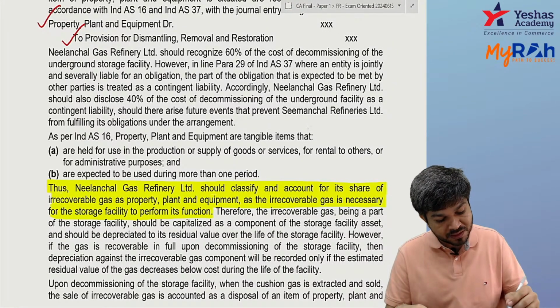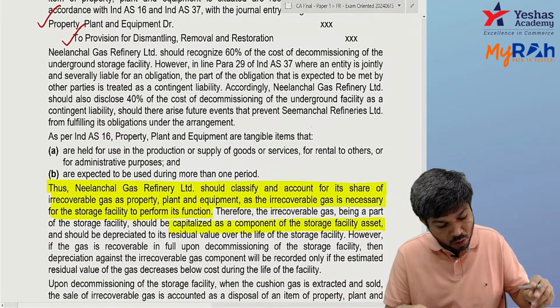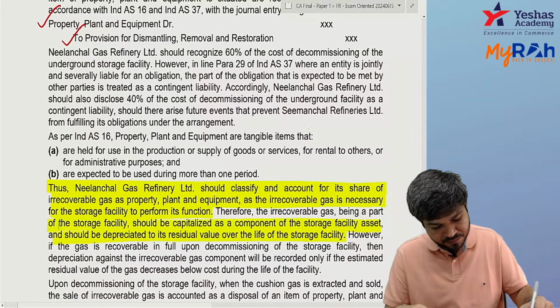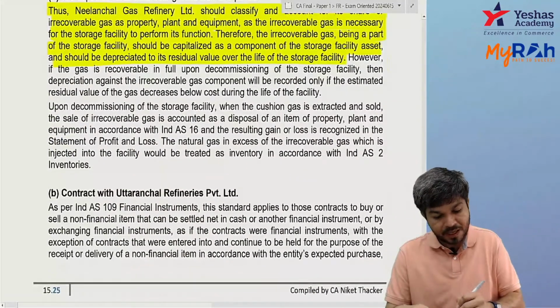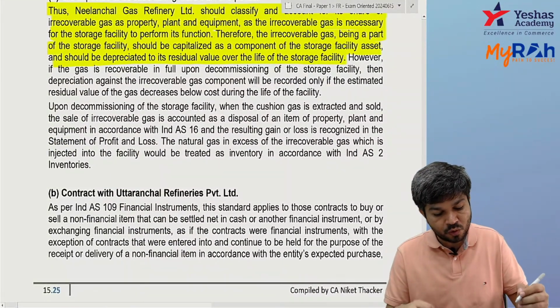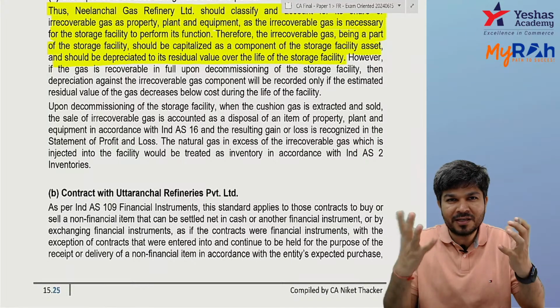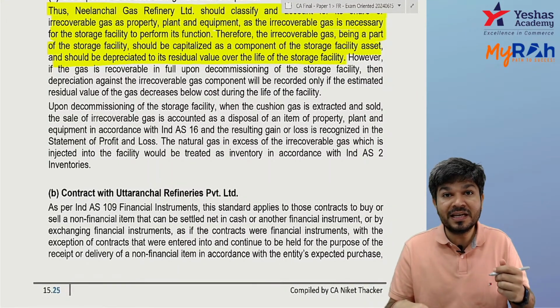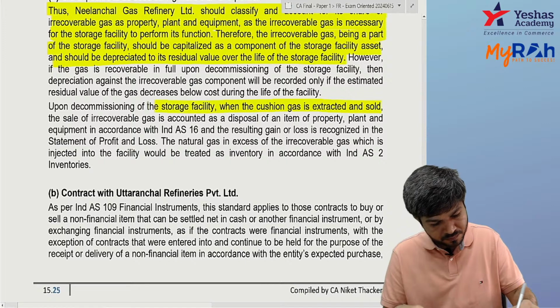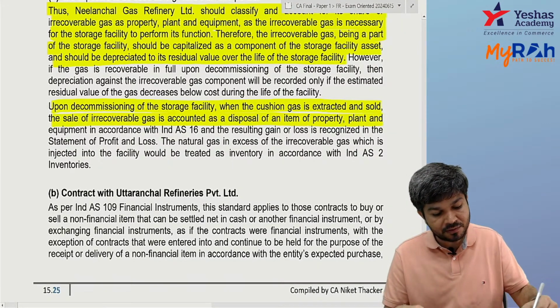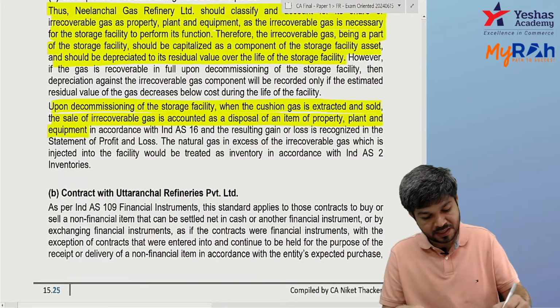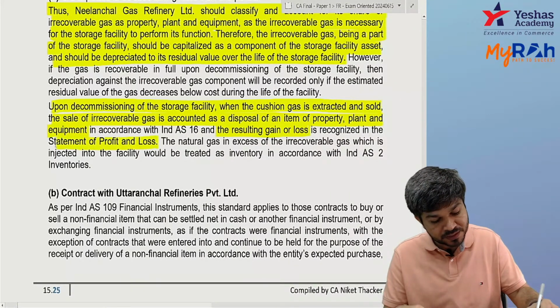This, being a part of the storage facility, should be capitalized as a component of the storage facility and depreciated over its useful life to its residual value. I don't have to make it zero, I have to make it to its residual value. Upon decommissioning, it is recovered and sold, but the full amount will not be received, as some gas goes away. The difference, gain or loss, goes to P&L. The sale or disposal of irrecoverable gas is accounted as disposal of PPE and the resulting gain or loss goes to P&L.